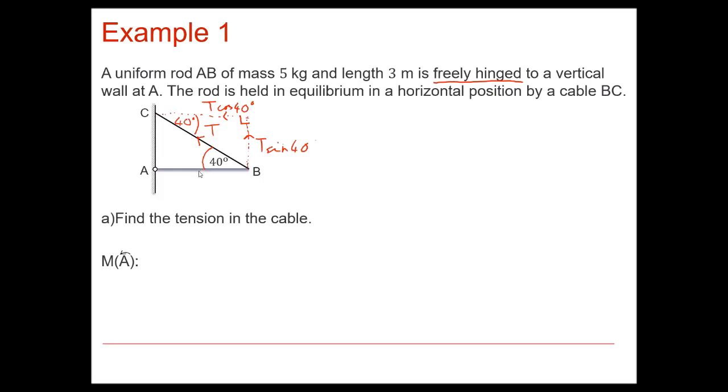There will also be the weight of the rod. Now, we're told it's a uniform rod, so its centre of mass will be in the middle, and that weight will be acting down like that. Mass is 5, so the weight is 5g. And because the rod has a length of 3 meters, it means that this distance here will be 1.5 meters, and that's going to be important later when we think about turning moments.